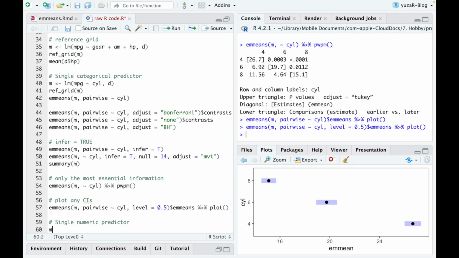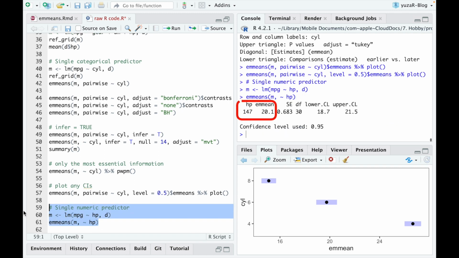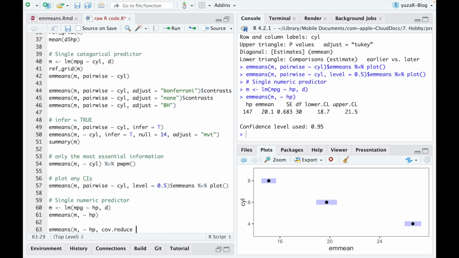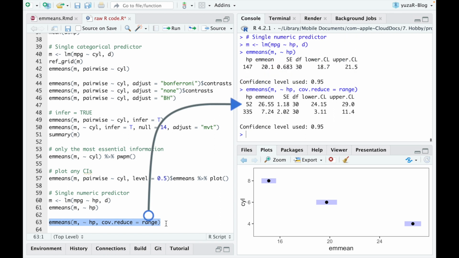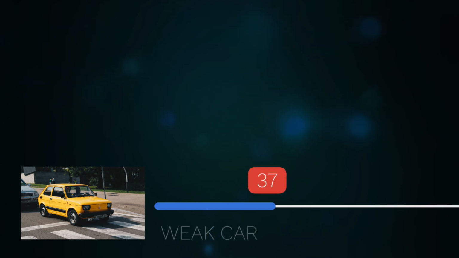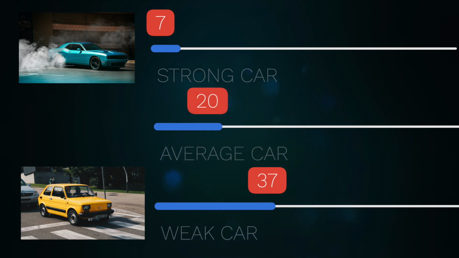Namely, instead of just looking at the average 20 miles per gallon for a boring average car, as represented by the mean horsepower of 147, we can estimate mileage per gallon for weak and muscle cars. To do this, we'll reduce our covariate to only the range of horsepower from 52 to 335, which gives us a much more informative and less boring look at fuel efficiency.